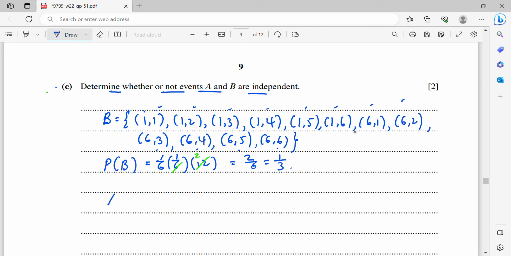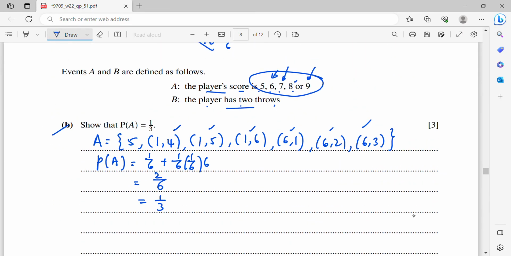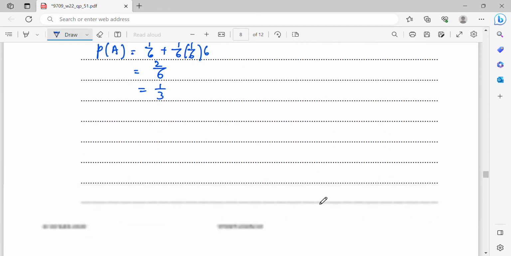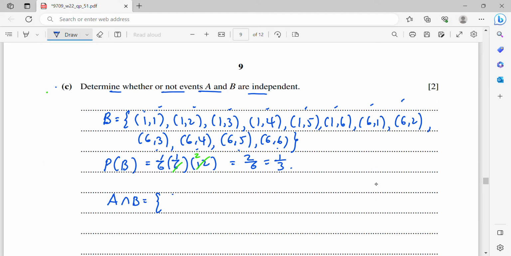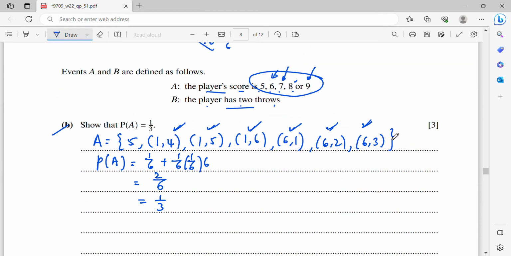And now I need to get A intersects B, the outcomes. So for B, it either starts with 1 or starts with 6. So now I check with the A. So starting with 1 will be 1 4, 1 5, 1 6. These are the common, right? 6 1, 6 2, 6 3. So here will be 1 4, 1 5, 1 6, and then 6 1, 6 2, 6 3.